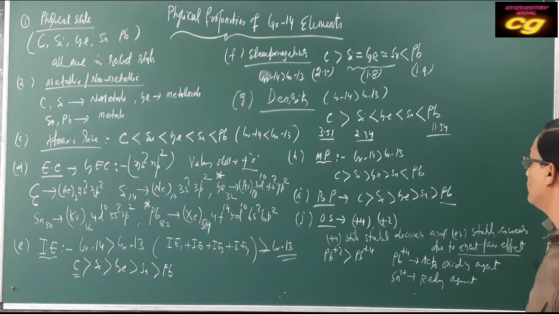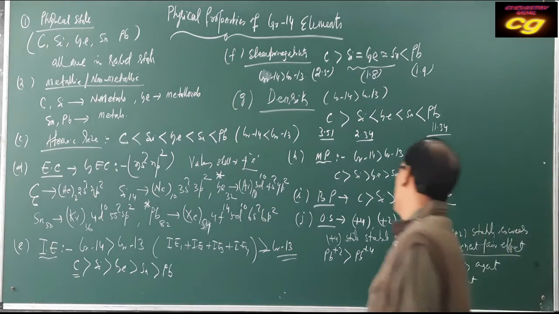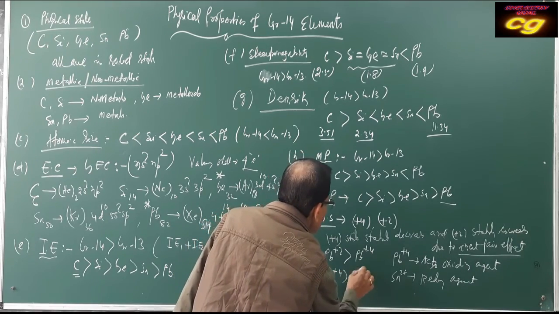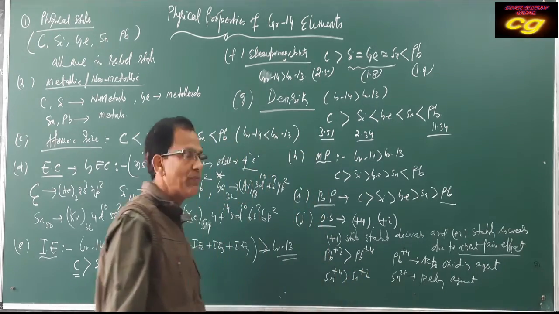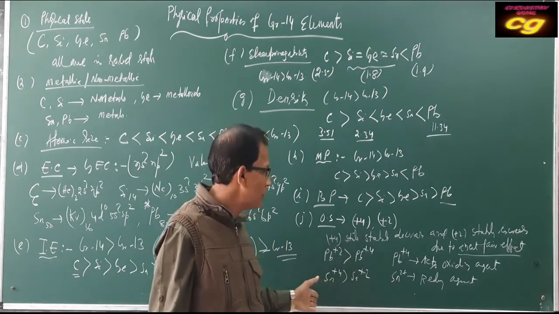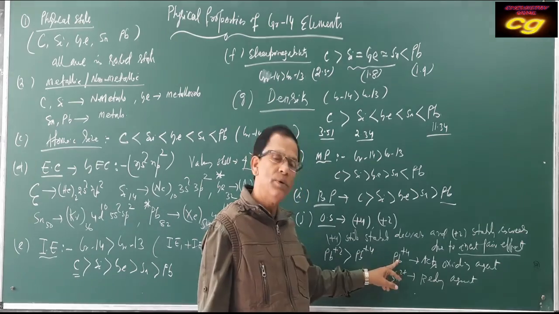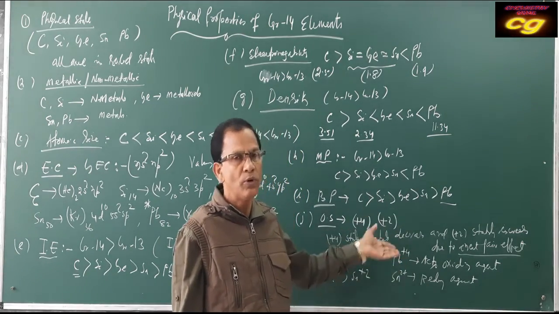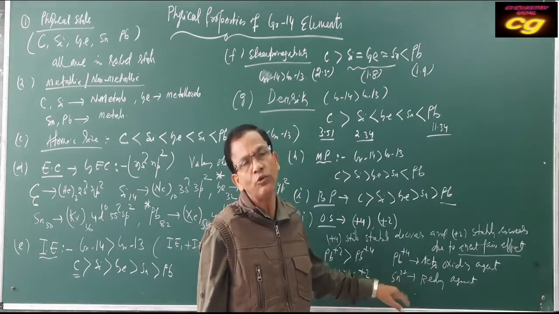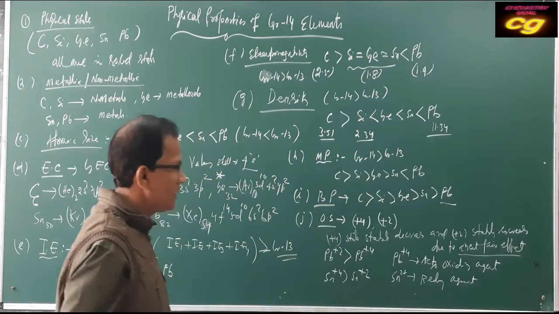Sn4+ is more stable than Sn2+. That's why it is a reducing agent; it will be oxidized to Sn4+. But as Pb4+ is less stable, it will be reduced to Pb2+. When it is reduced, it acts as an oxidizing agent; when it is oxidized, it acts as a reducing agent. So this is a very important concept.